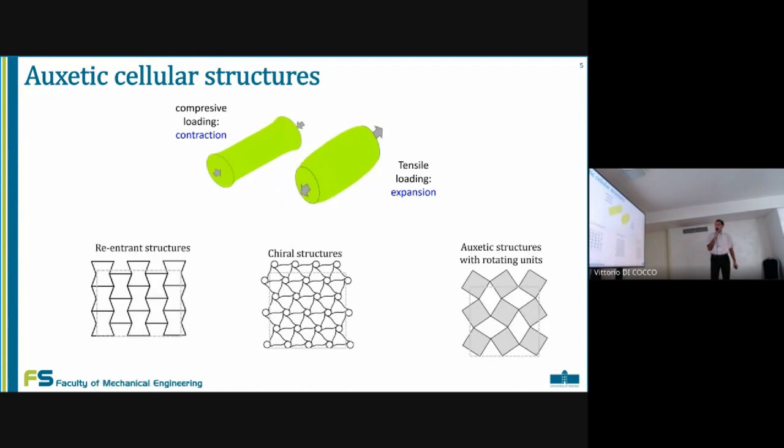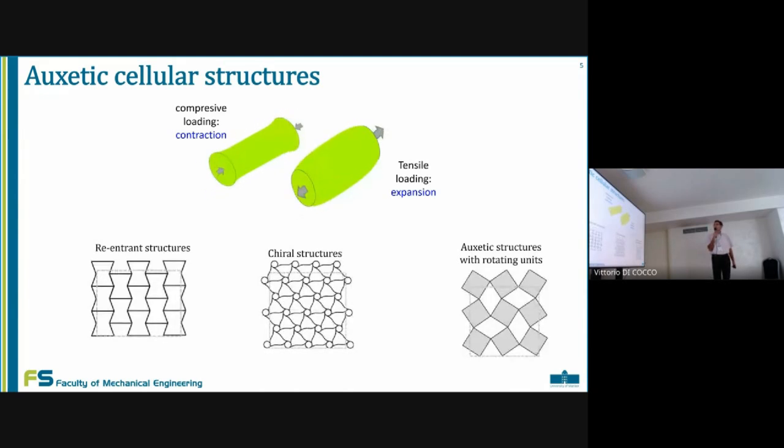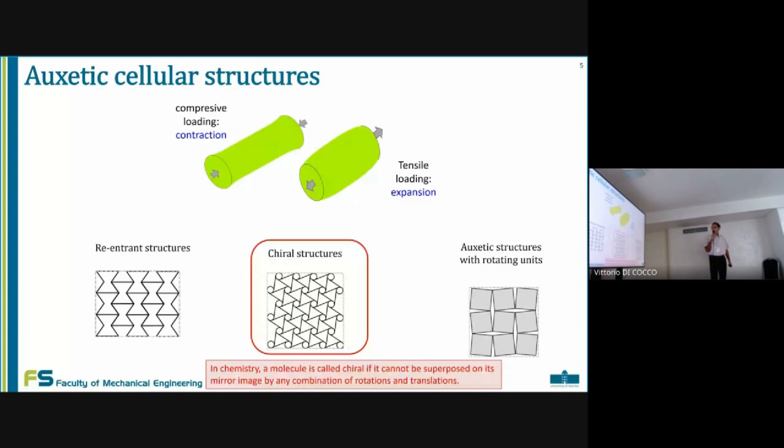Many auxetic structures are known in practice, but we have focused on chiral structures. What is chiral? This expression is known in chemistry. Namely, a molecule is called chiral if it cannot be superposed on its mirror image by any combination of rotations and translations.